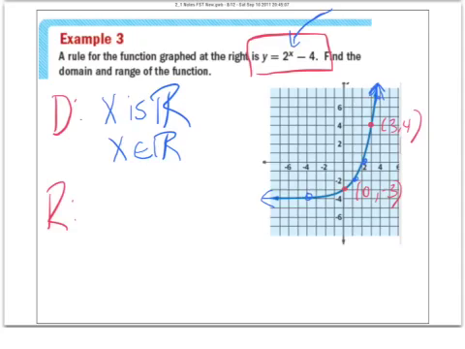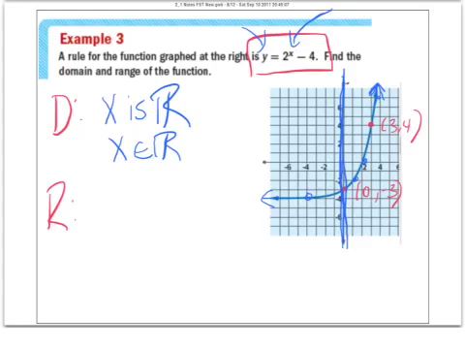The range is the y's. The range is the output. It's right there. Well, what axis? The y-axis is right here. It goes up and down. So when you're looking at a graph and determining the range, you're determining the height of this graph.